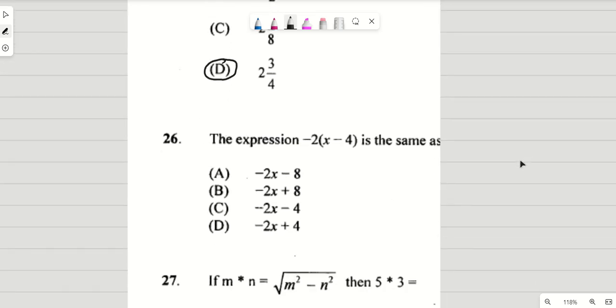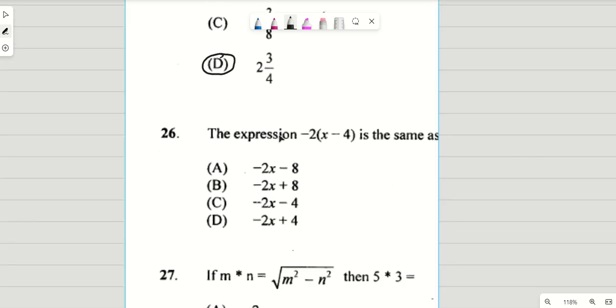So that's number 25. So there's an expression, so we're just multiplying the bracket. So minus 2 by x would be minus 2x, right? And then minus 2 by minus 4, minus and the minus is a plus. So 4 2s are 8. So we have minus 2x plus 8, which is B.